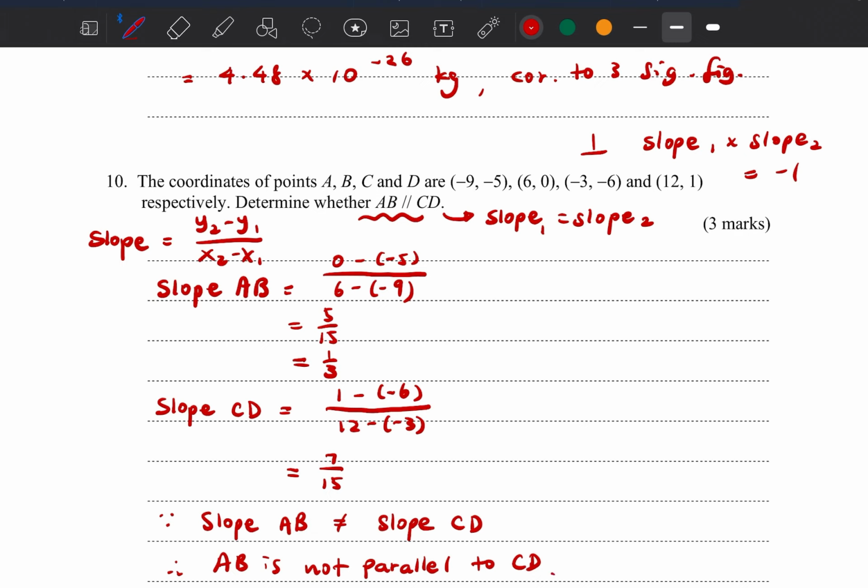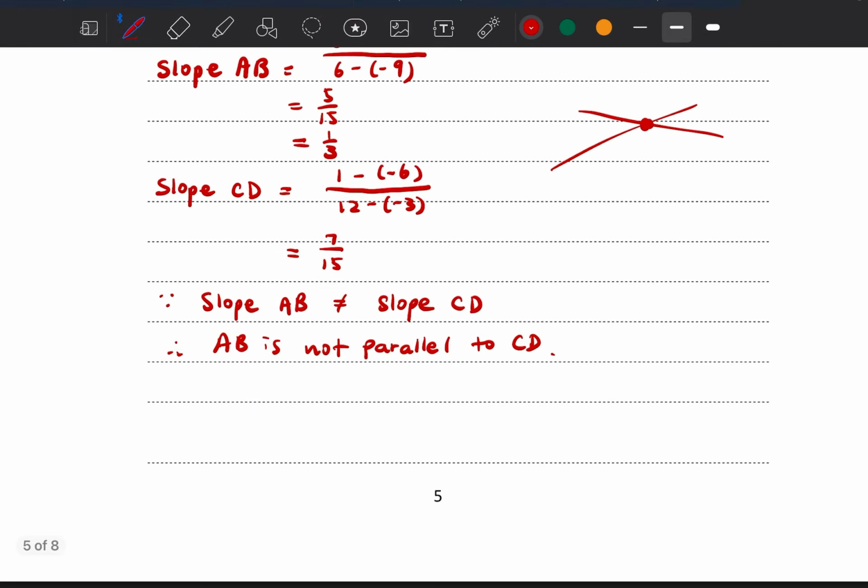So when it's not parallel, it means that they can intersect. So it can be somewhat like this, and when it intersects, you have an intersection point. There is another question about this if you remember from a previous test from last term. So go back to that and have a look.